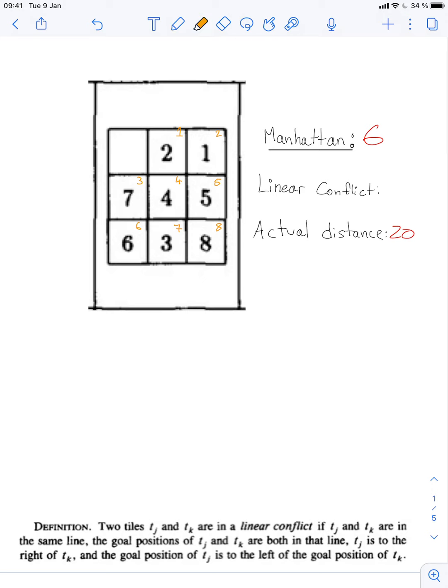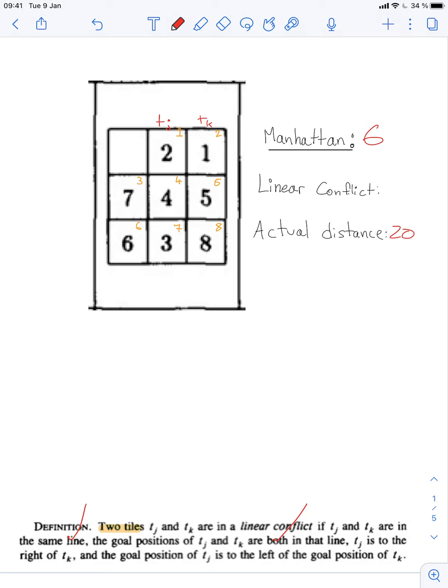So the first thing is that it identifies two tiles. So let's just put the two tiles in the puzzle. So let's say this one is Tj and the other one is Tk. So it says that those two tiles are in a linear conflict if Tj and Tk are in the same line. Are they in the same line? Yes, they are. That's true. The goal positions of Tj and Tk are both in that line. Are they in the same line? Yes, they are. That's also true.